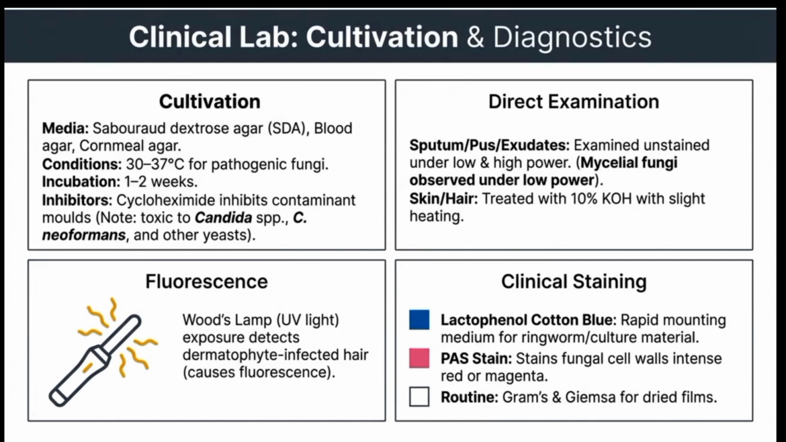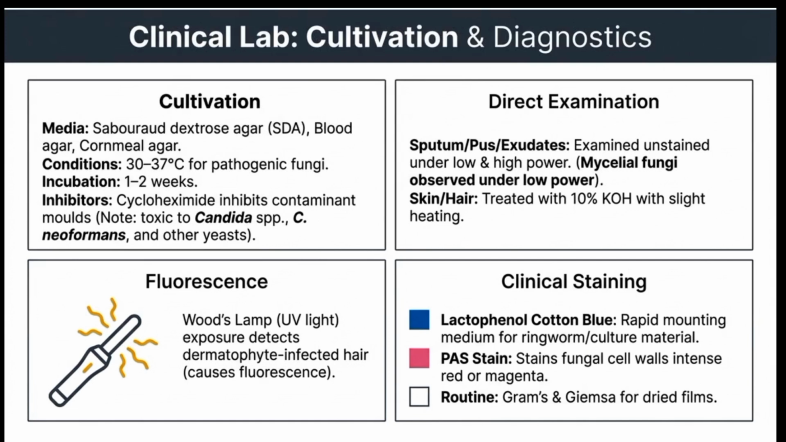Which makes direct examination of the patient's tissue absolutely critical while you're waiting those 2 weeks. Essential. Taking skin or hair scrapings, treating them with a 10% potassium hydroxide or KOH solution, and applying a little heat dissolves the human tissue so the tough chitin-walled fungi remain visible. Yes, the KOH prep. They even use a Wood's lamp, which is a UV light, to shine on a patient's scalp because certain fungal hair infections will actively fluoresce in the dark.